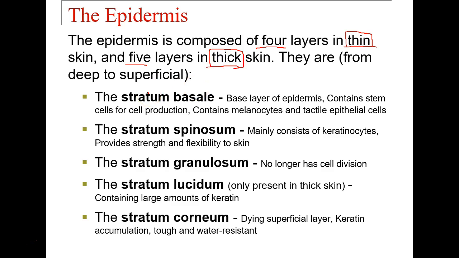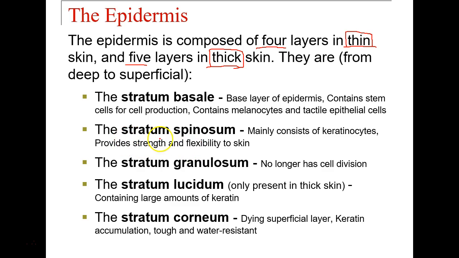From the deepest layer to the most superficial, we have stratum basale, stratum spinosum, stratum granulosum, stratum lucidum, and then stratum corneum. Stratum basale is your base layer. This is where we see a lot of those specialty cells, as well as the beginning of reparative function. Stem cells are here, and differentiation takes place. A lot of mitosis is happening here.